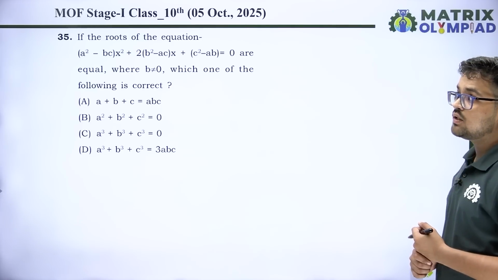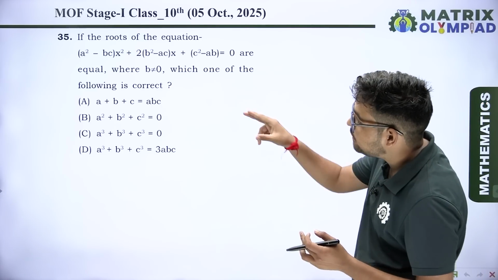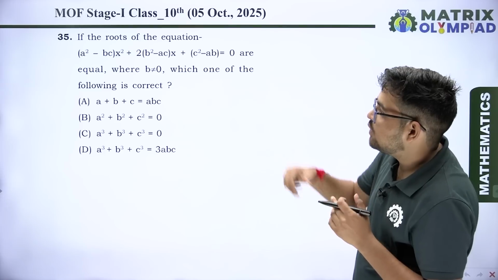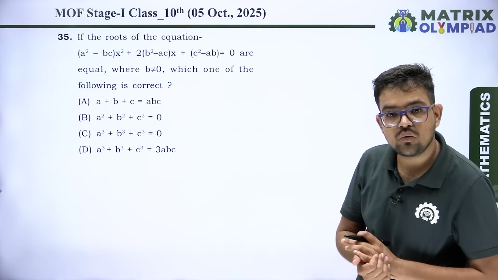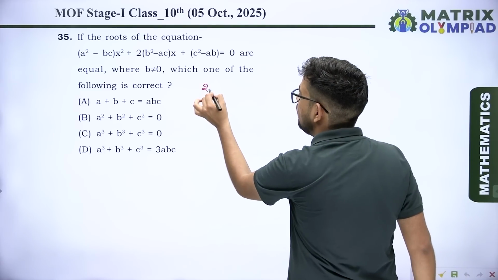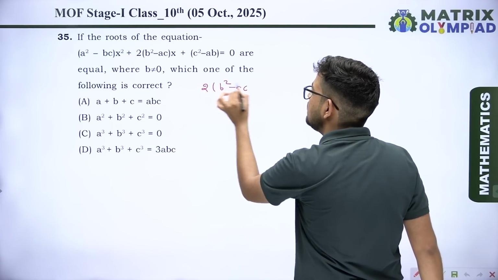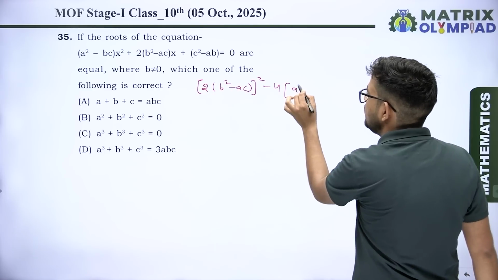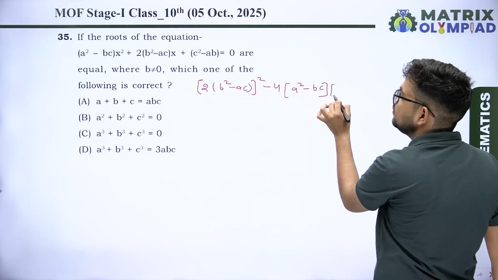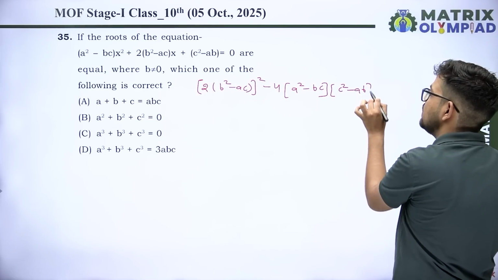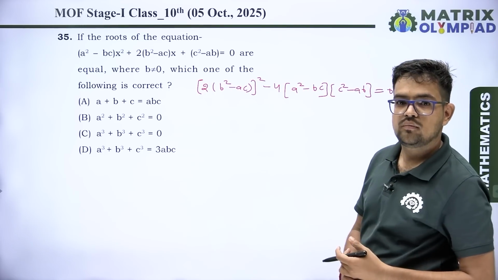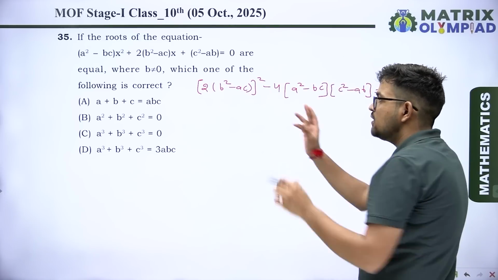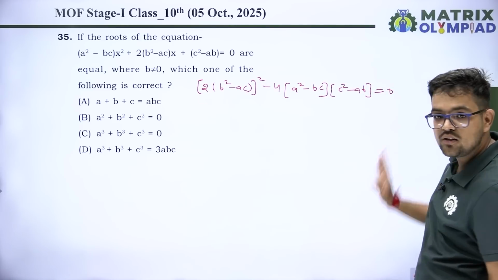Next question, if the roots of the equation (a square minus bc) of x square plus 2(b square minus ac) of x plus (c square minus ab) equal to 0 are equal, then for equal roots b square minus 4ac equal to 0. So from here it will be (2 of (b square minus ac)) whole square minus 4 into (a square minus bc) into (c square minus ab) equal to 0. OK, so from here you square 2, it becomes 4 minus 4, from here also common comes, divides, it becomes 0.